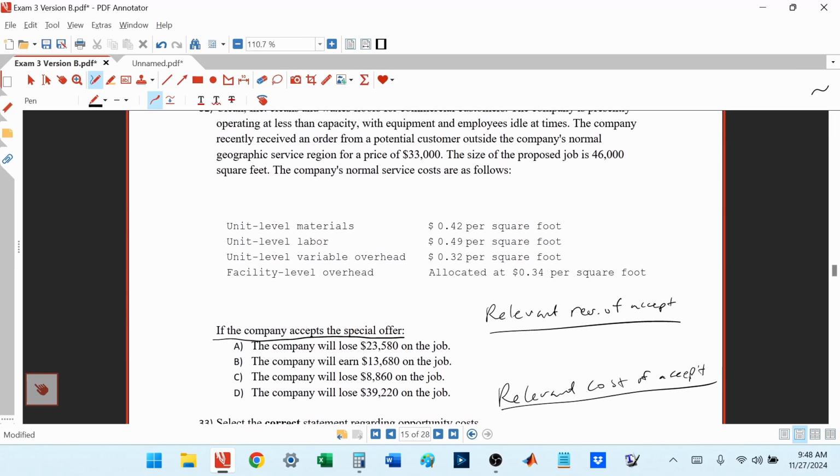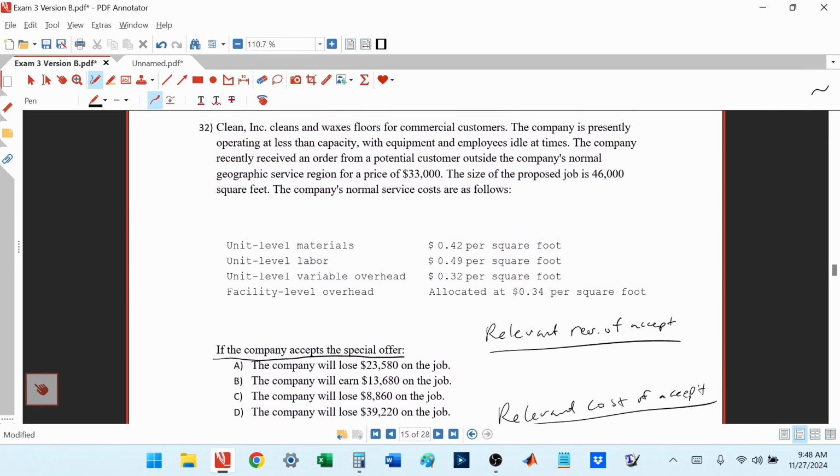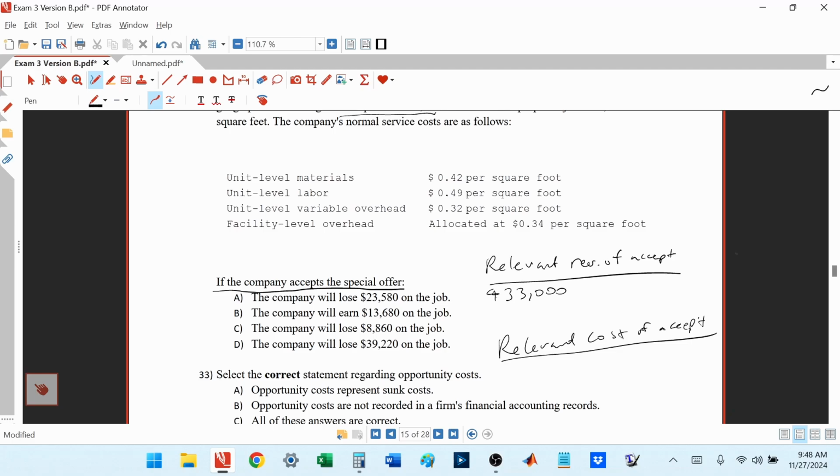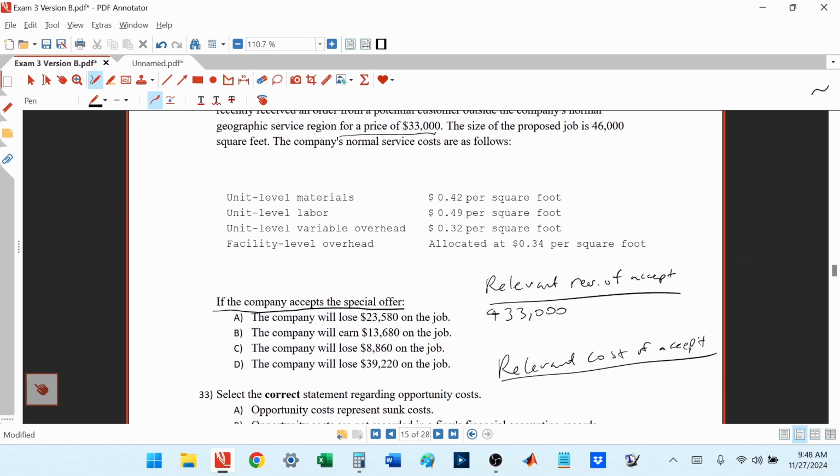The relevant revenue of accepting this special order is $33,000. That's relevant because if we accept the special order, we get $33,000. If we don't accept it, we don't get $33,000. So that's the relevant revenue. The relevant cost of accepting. If we accept the special order, we're going to have to incur costs of 42 cents per square foot for materials, 49 cents per square foot for labor, and 32 cents per square foot for variable overhead. All that multiplied by the job size, which is 46,000 square feet.